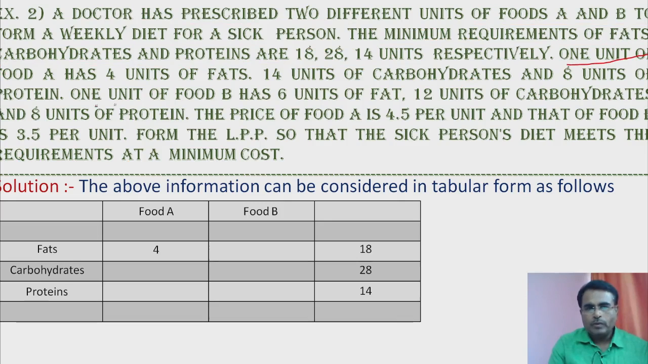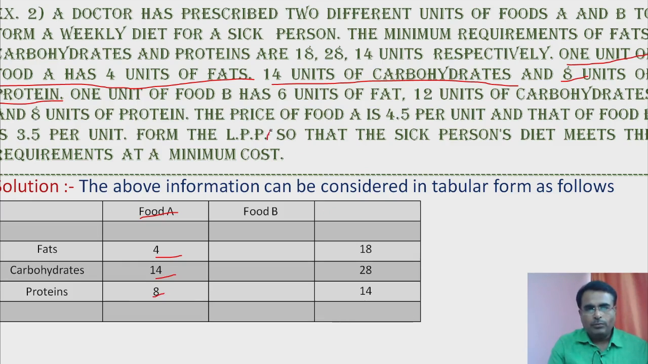Further, it has been given that one unit of food A contains 4 units of fats, 14 units of carbohydrates and 8 units of proteins. So that information is considered here. Food A contains 4 units of fats, 14 units of carbohydrates and 8 units of proteins, as we have just considered.